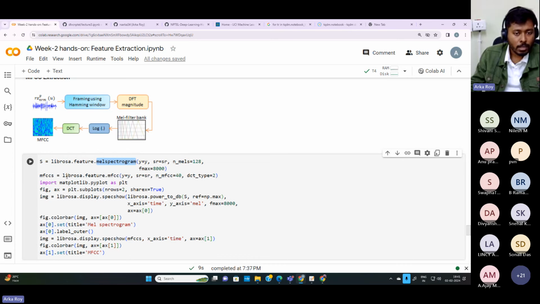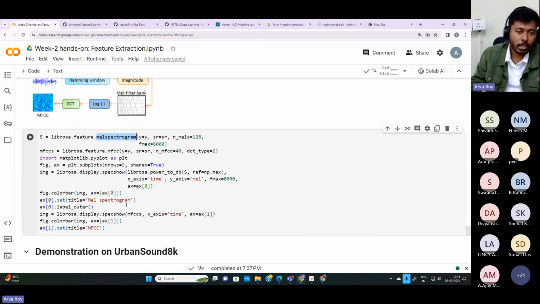In case of MFCC, again, you need to feed the audio signal, the sampling rate, and how many MFCC coefficients you want. For this particular case, let's say I want 40 MFCC coefficients. And finally, the DCT: whether you want to use the 2-level DCT decomposition or 1-level DCT decomposition, you can get the MFCC. And this is basically the plotting. We have already seen how to plot any feature.